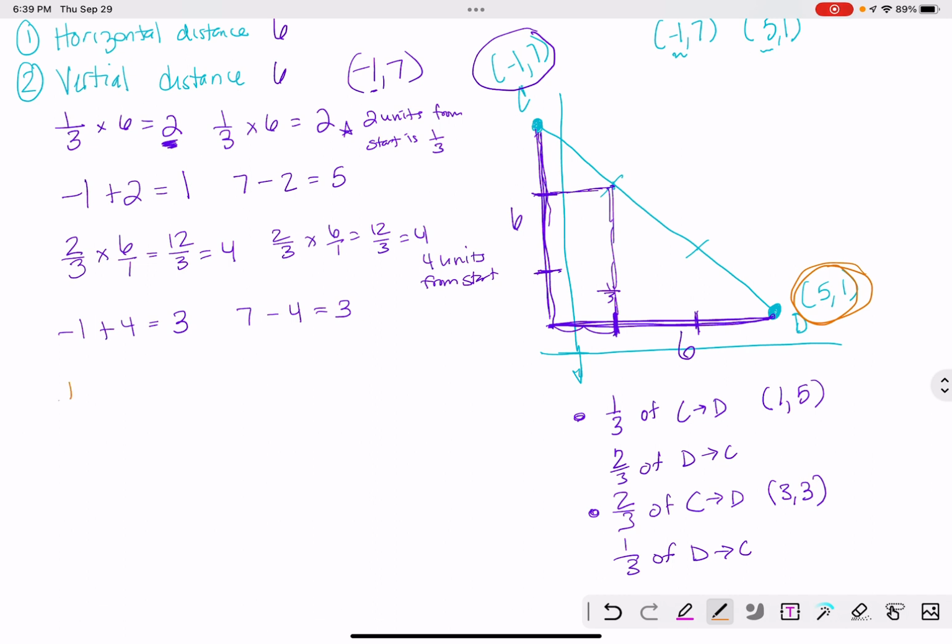Okay, so let's go ahead and find, well, we don't really have to find these again, but just to go through the steps. But 1/3 of 6 is still 2. 1/3 of 6 is still 2. So that's still saying 2 units from start. But now remember, our start is 5, 1.